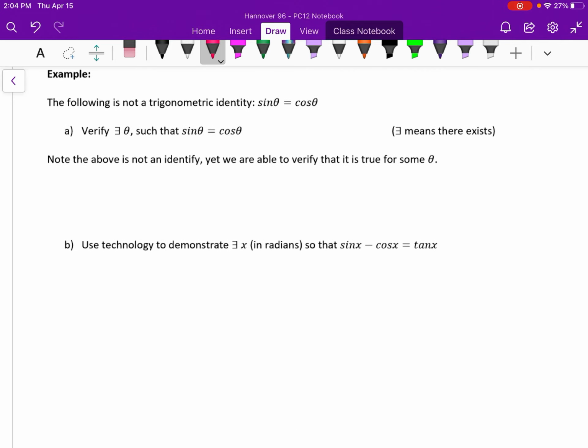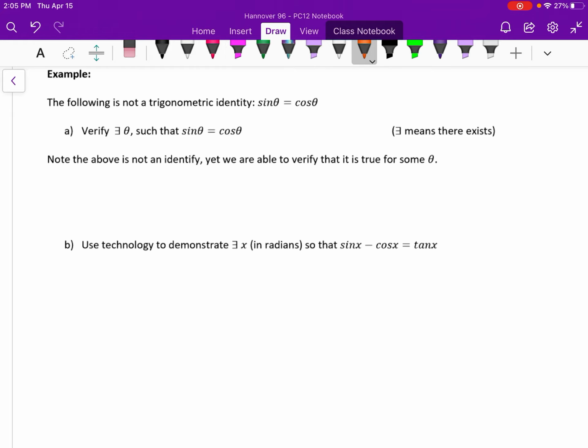The following is not a trigonometric identity: sine theta is equal to cosine theta. So verify there exists a theta such that sine theta is equal to cosine theta. Does there exist an angle where the sine value and the cosine value are the same?